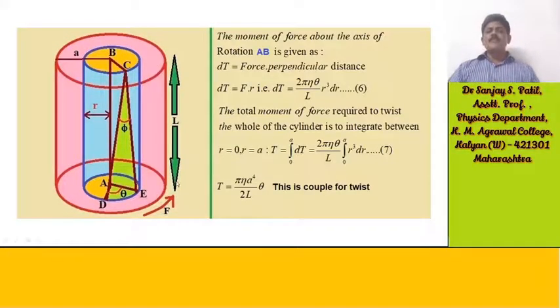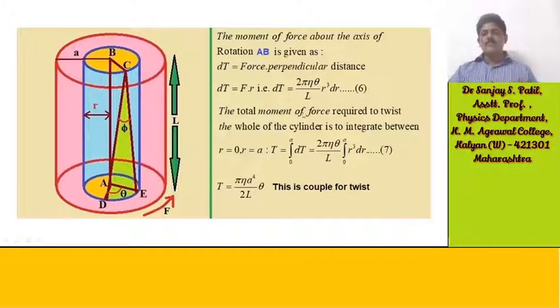Now the moment of force about the axis of rotation AB is given as dt is equal to force into perpendicular distance, that is r. So dt is equal to F into r, that is dt is equal to 2 pi eta theta divided by L into r cube into dr. Suppose this is equation 6.